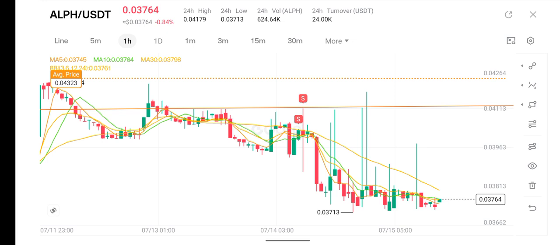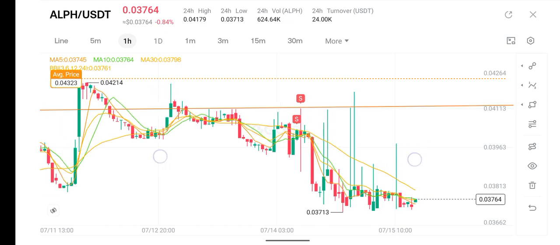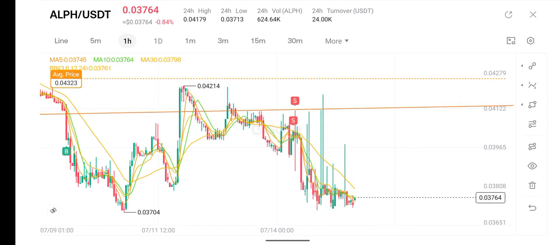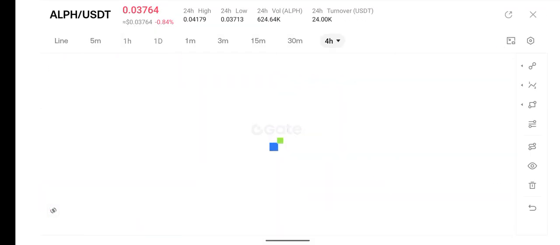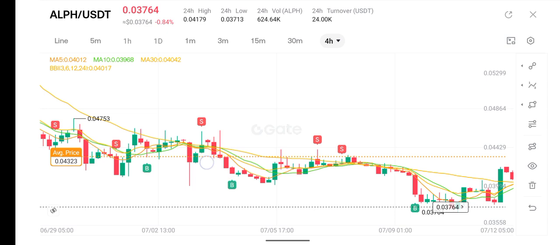After this doji, we had another doji, we had a bearish signal, then we had a decline. Nothing really much to explain here, just that the market is moving on a downward trend. When you look at the moving averages, you can see that the 5 moving average is below the 30 moving average and the 10 moving average, showing a downward trend. Okay, so let's head to a 4 hours chart for a much more realistic analysis.